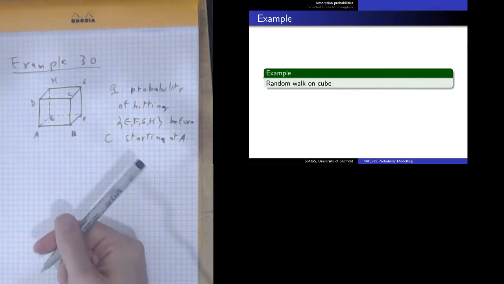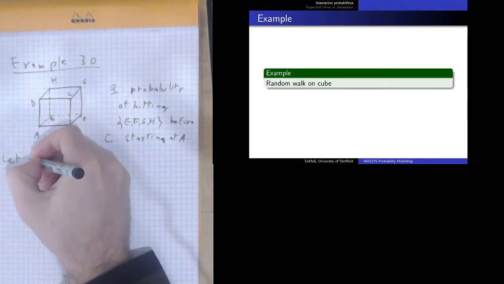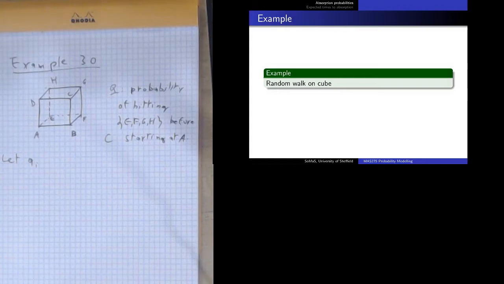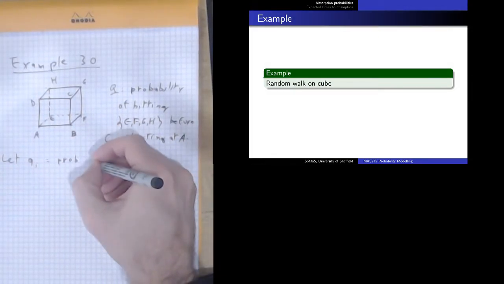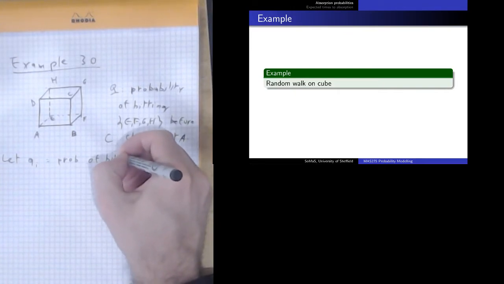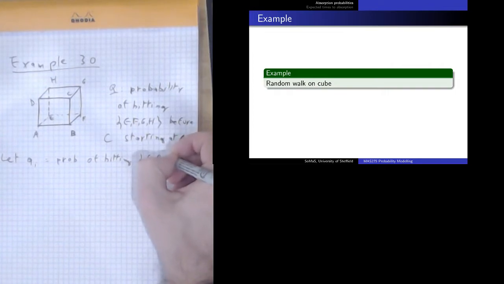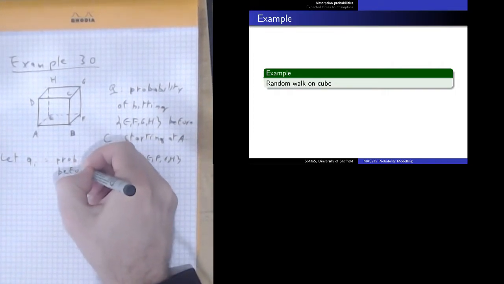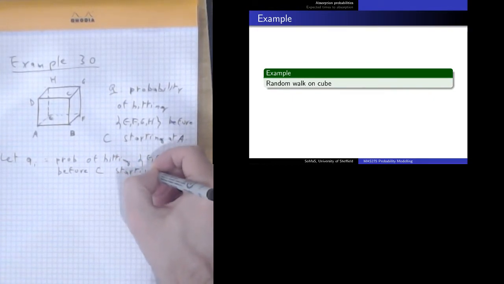So we're going to let Q_I, for I being one of the 8 letters, equal the probability of hitting E, F, G, H before C, starting from I. So we want these probabilities for every point.